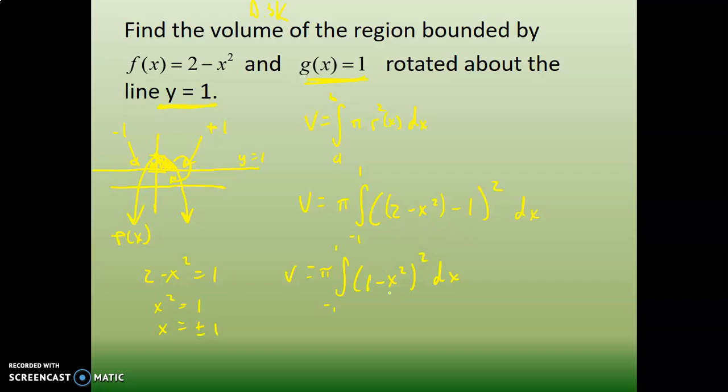I need to multiply it out because if I was going to use u sub, the derivative here would be -2x dx, and I don't have another x. So we're still simplifying. I haven't integrated yet. If I multiply this out, I'd get 1 minus 2x² plus x to the 4th dx. So now I'm ready to integrate.